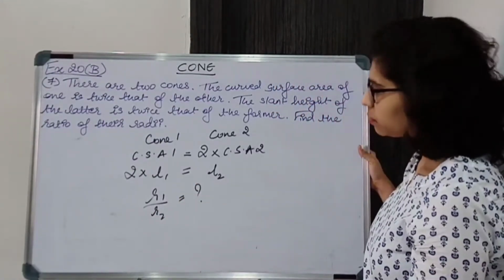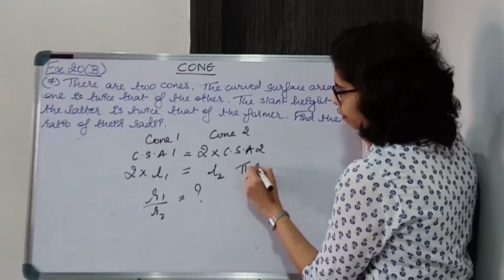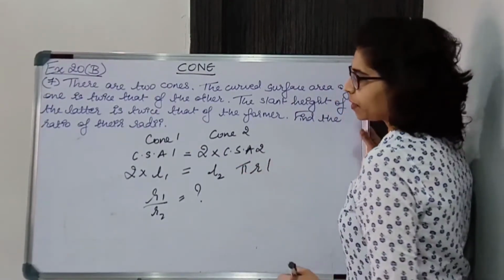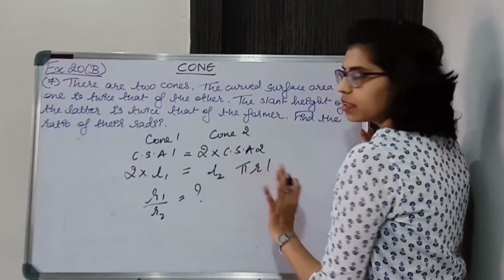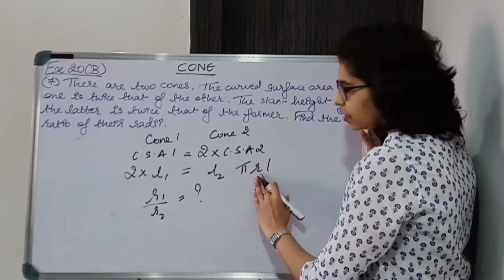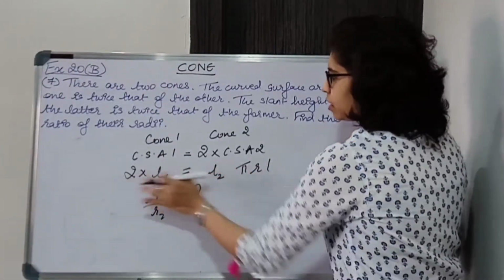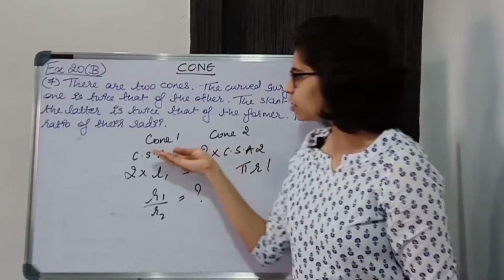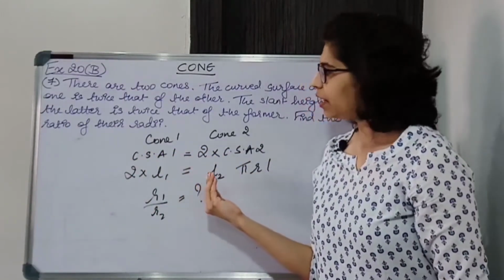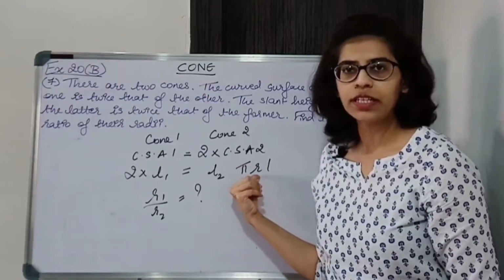ऑल राइट. नाउ CSA का फॉर्मूला क्या होता है? CSA इज पाई RL. ठीक है, तो पाई कांस्टेंट है. ओके, पाई विल गेट कैंसल्ड. R का रेशियो फाइंड करना है. R1 एंड R2 का वी डोंट नो, and L का relation is given to us. So we are given the relation between the curved surface area and the slant heights. We have to find the ratio of the radii.